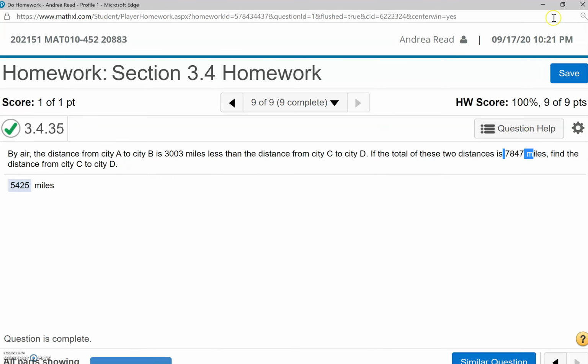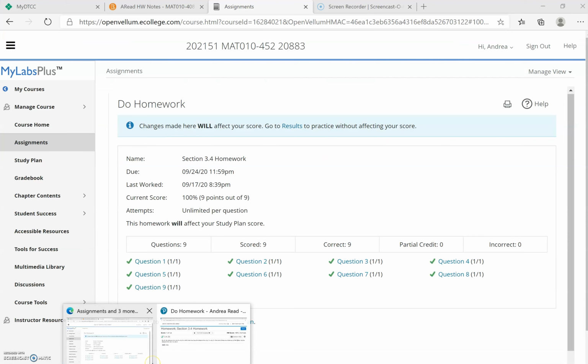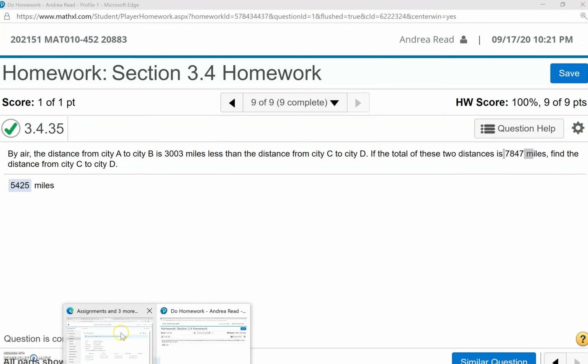Now, I did take a picture, and I apologize, my phone, I got to get it replaced. I don't know what's wrong with it, but let me go ahead and share these homework notes with you, even though it's a little blurry.